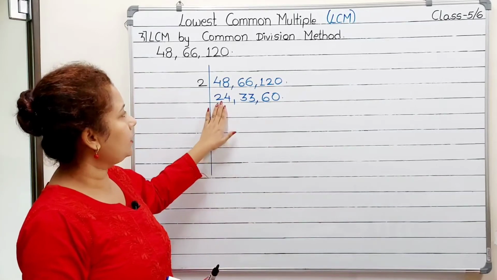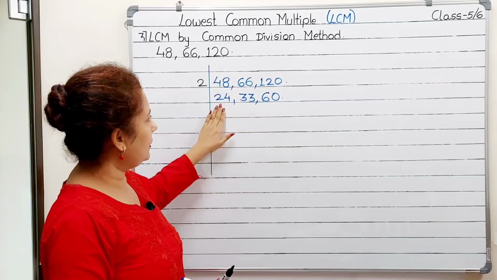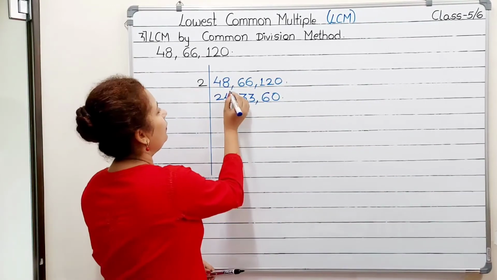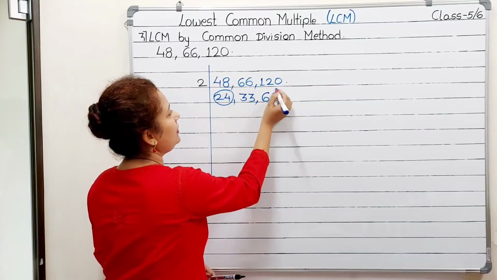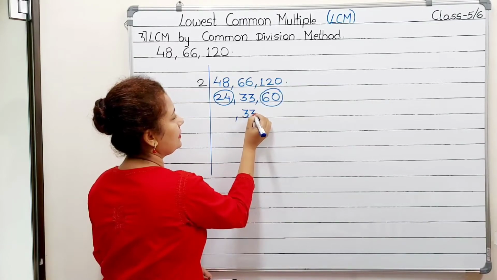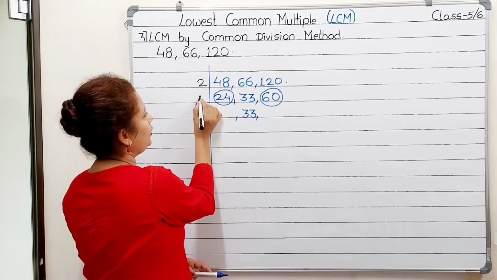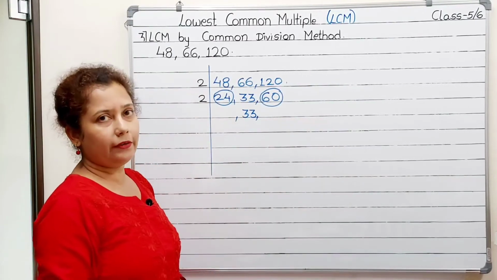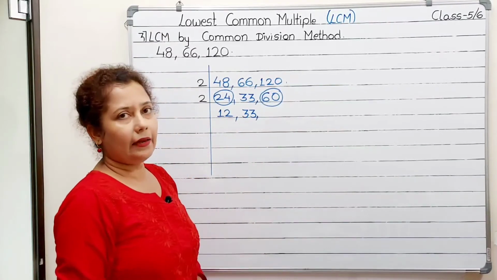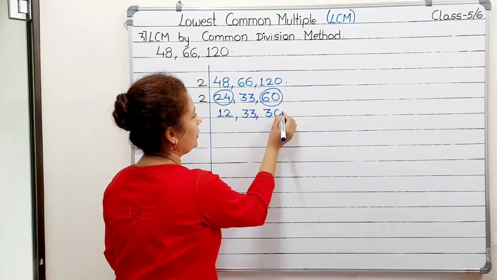Now here, 24, 33 and 60 are the quotients. In this, 24 and 60 are divisible by 2. So, we will divide these two numbers by 2, but we will write 33 as it is. So, when we divide 24 by 2, we get 12 as the quotient, and when we divide 60 by 2, we get 30 as the quotient.